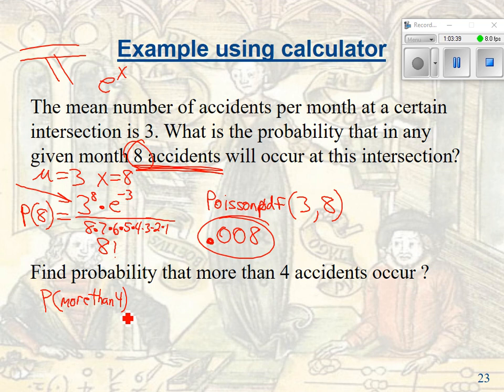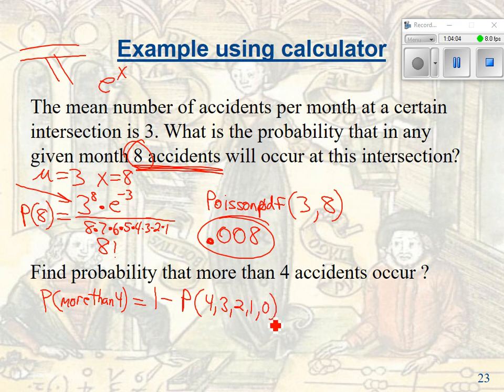What we want to do is take 1 minus the probability that there is less than, or equal to 4. Now this says more than 4, so we want 5 and up. So we want to go down, starting at 4, 3, 2, 1, 0.